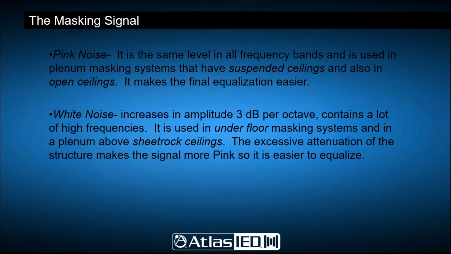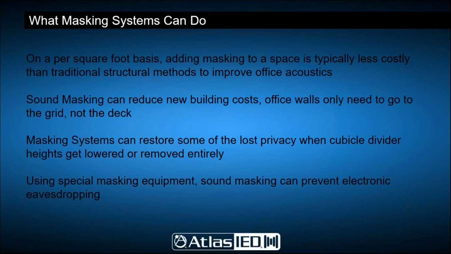So the masking signal itself, as I stated earlier, white noise is one variation of what we have for sound masking. Pink noise is the same level in all frequency bands and is used in plenum masking systems that have suspended ceilings and also in open ceilings. It makes the final equalization a little bit easier. White noise is an increase in the amplitude by 3 dB per octave. It contains a lot of high frequencies. This is used for underfloor masking systems and a plenum above sheetrock ceilings. We really need that high frequency sound to actually try to bleed through because the speaker is going to be mounted right above it.